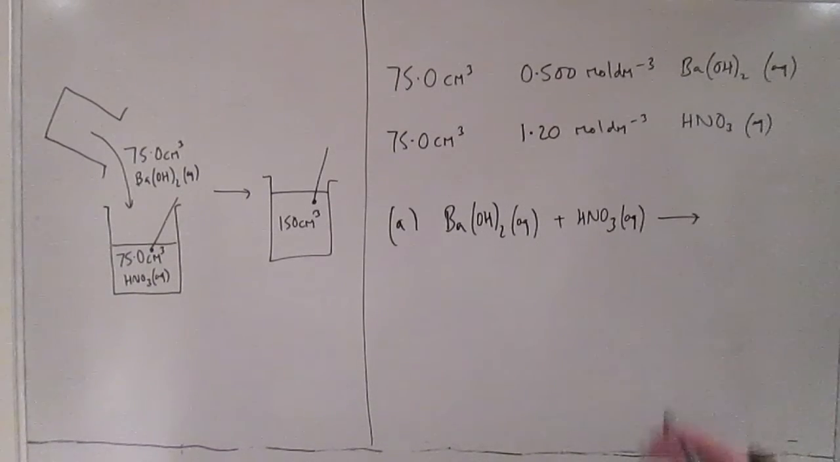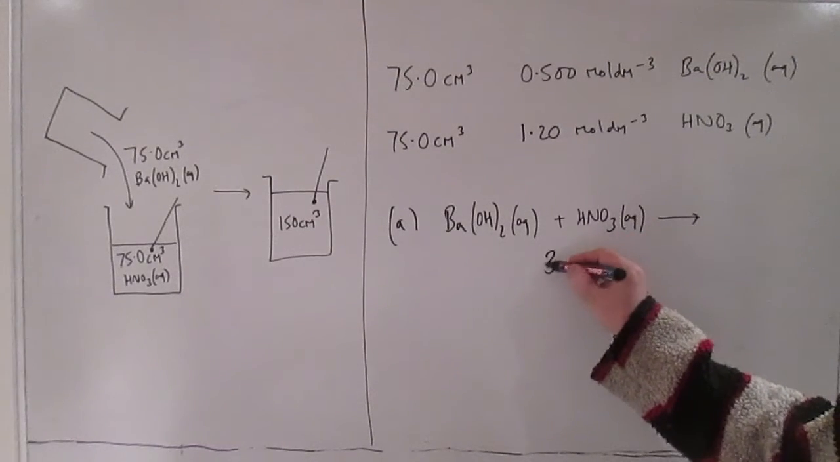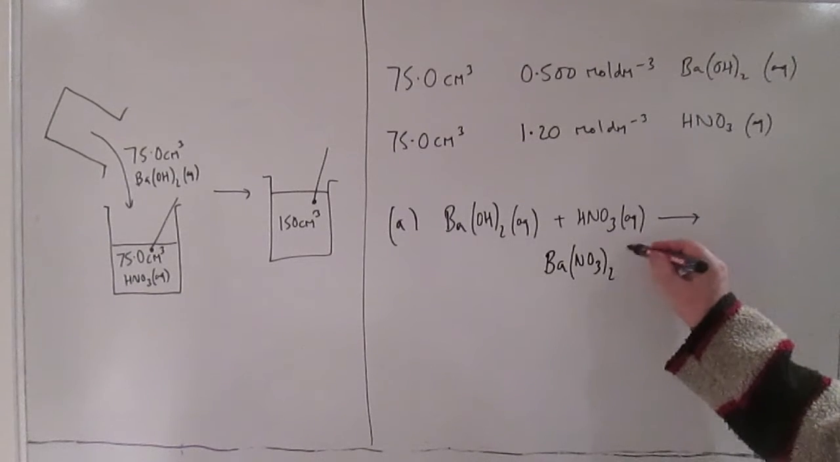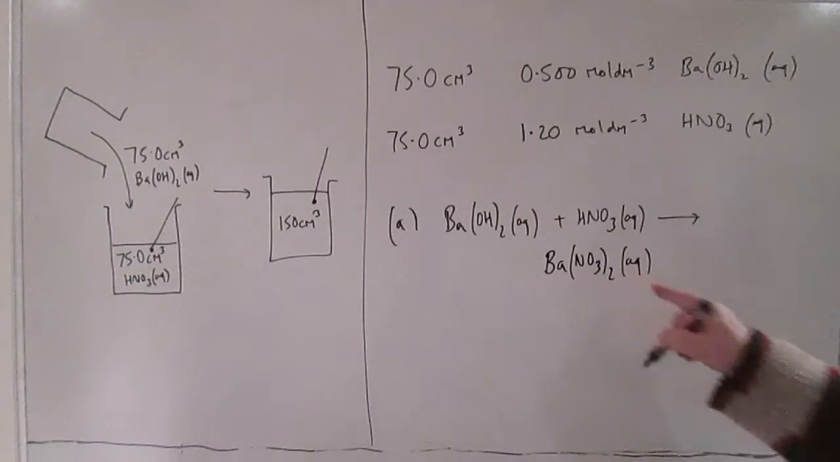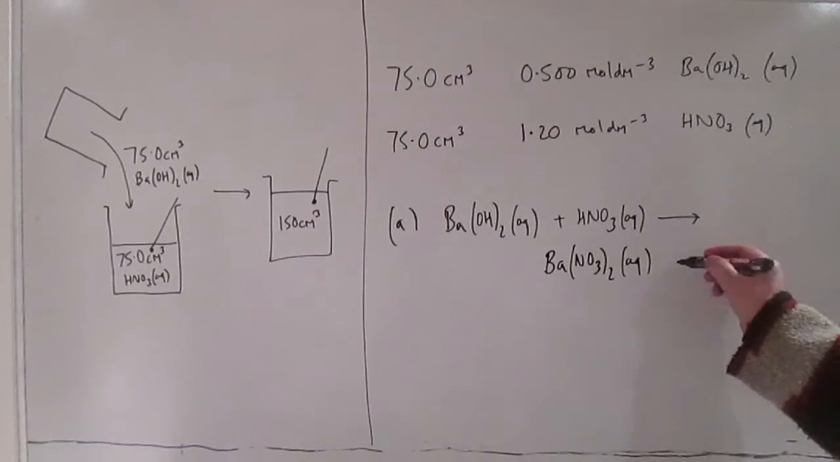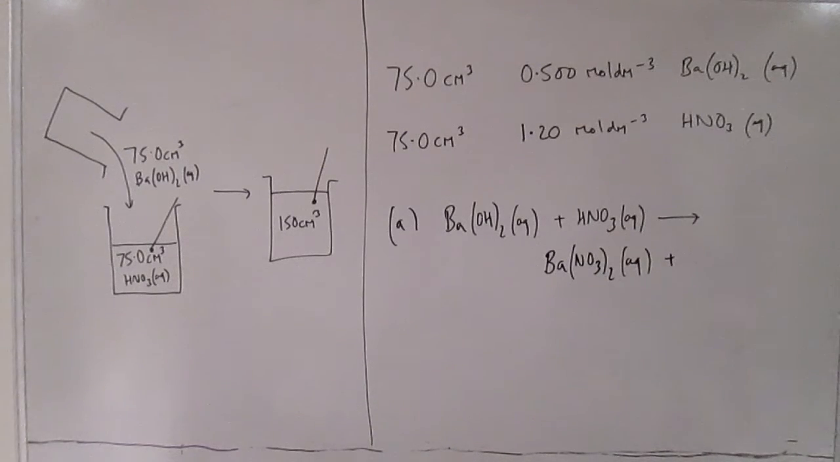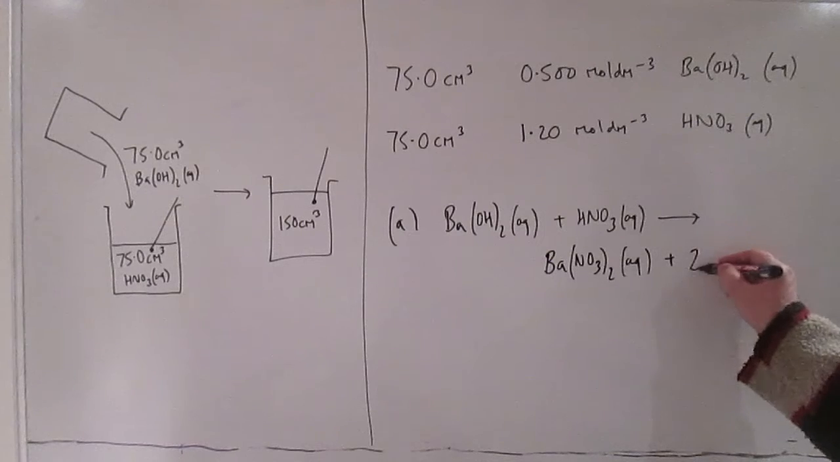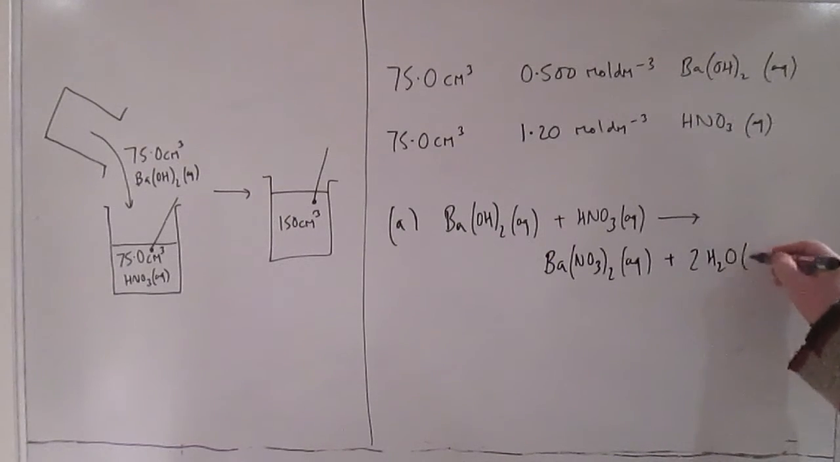You hopefully know these patterns. Acid plus hydroxide goes to salt plus water. So the salt will be barium nitrate, which is Ba(NO3)2, because barium is 2+ and nitrate is 1-. And there will be 2 waters, because we've got 2 oxygens to get rid of. And we need 2 of those to make it balance. Okay, so that's the balanced equation.